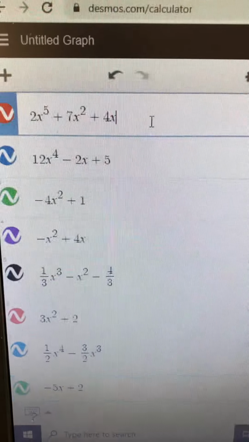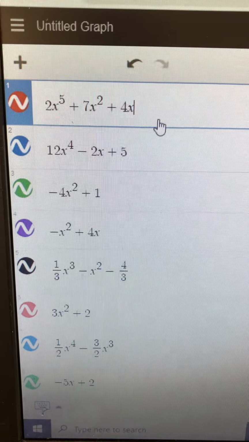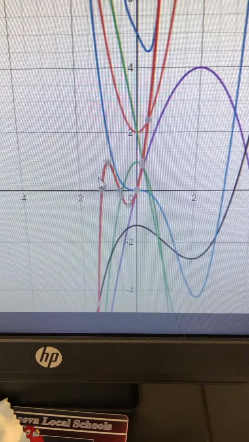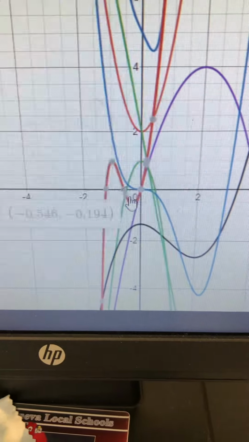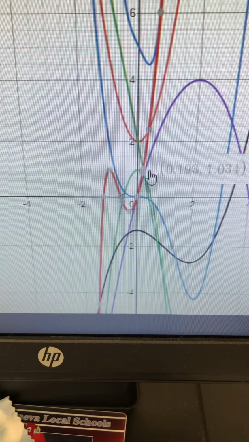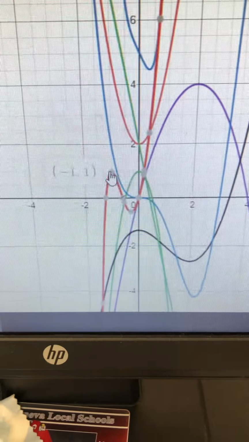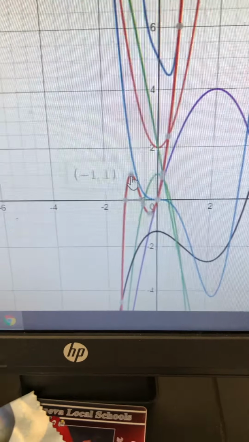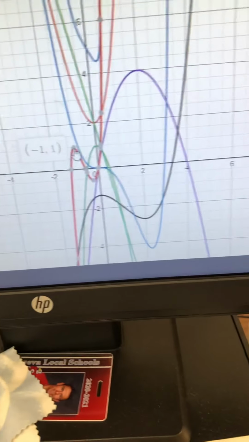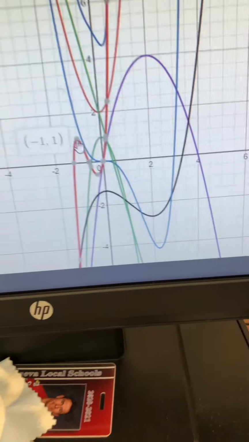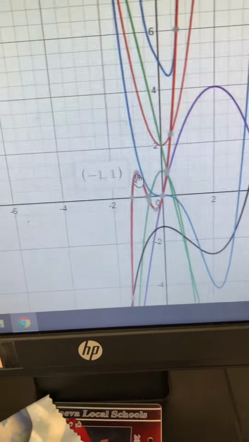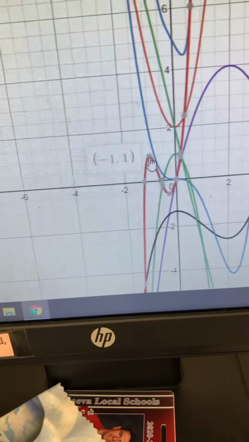So if we take a look at this mess here, I'm going to click on this first problem. That is your number 1, and it has the gray dots showing you some of the other points of interest that you maybe would be asked for. What do they call those? The turning points. Yeah, the turning points. You're going to have dots there.